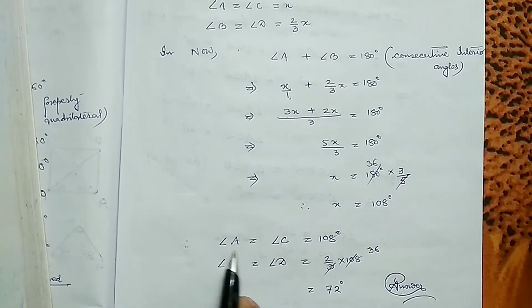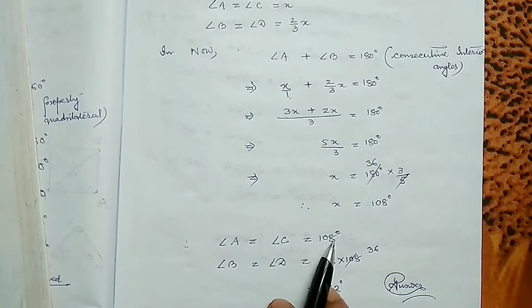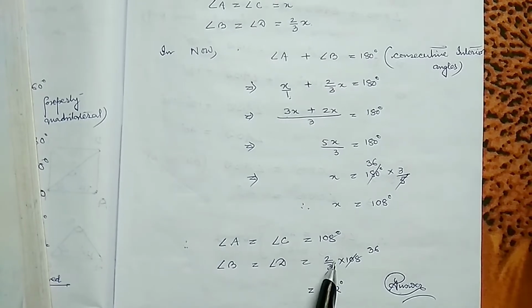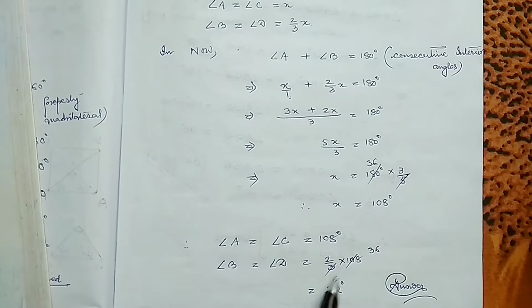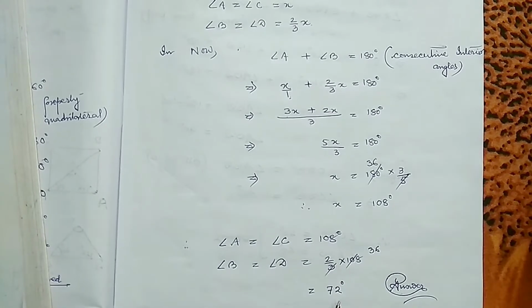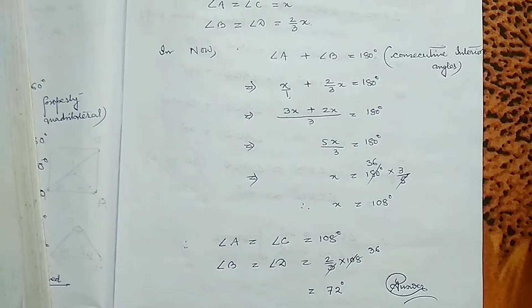Now we know angle A and C is x. So angle A and angle C both will be 108. And B and D is 2/3 of x, 2/3 of 108. Cancel, you will get 36. 36 into 2 is 72. That means A and C will be 108 and B and D will be 72. So these are the four angles of the parallelogram.